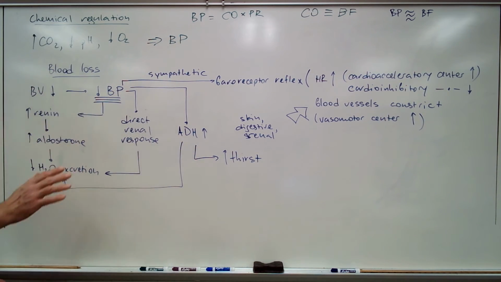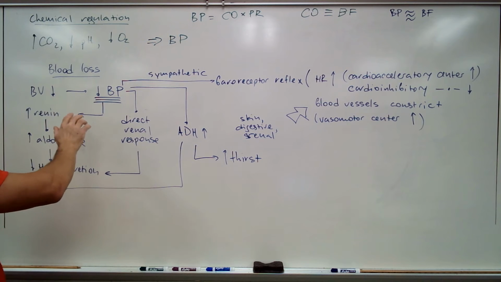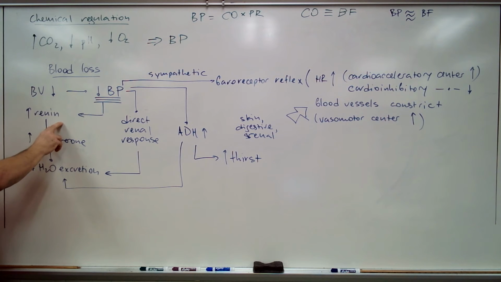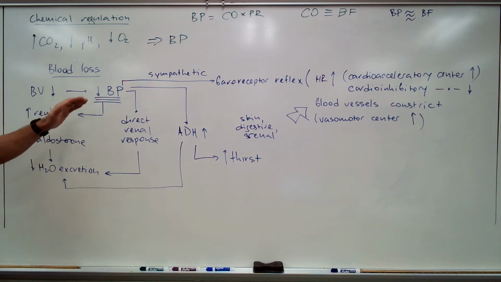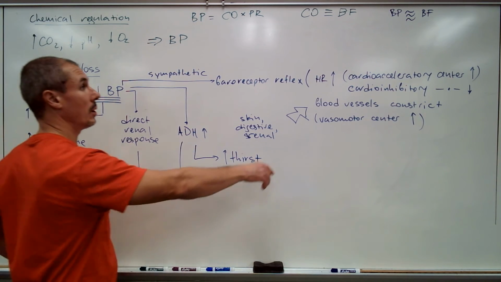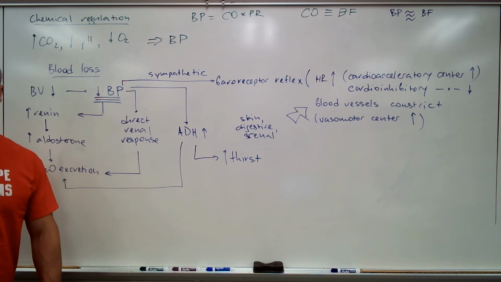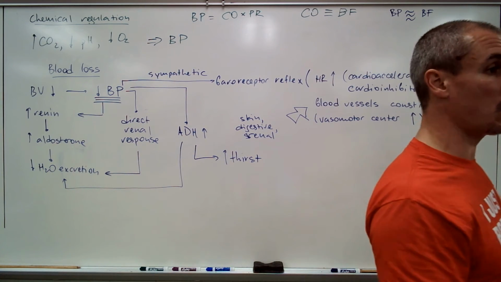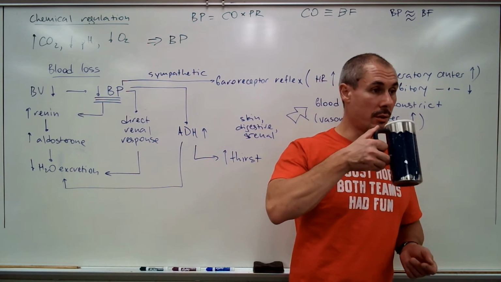So let's go over it one more time. What we've got here is lower blood volume, which results in lower blood pressure. We lose blood, okay? Lower blood pressure will activate the renin-angiotensin-aldosterone system, which reduces the amount of urine produced. Lower blood pressure will reduce blood flow through the kidneys, which also results in reduced urine volume. And lower blood pressure will increase the amount of ADH produced, anti-diuretic hormone, which also results in reduced urine output.